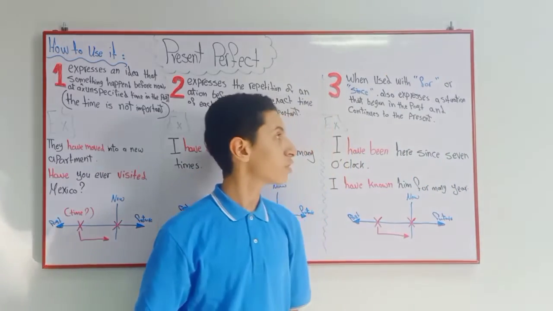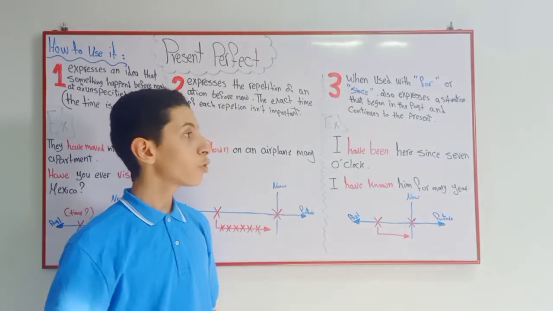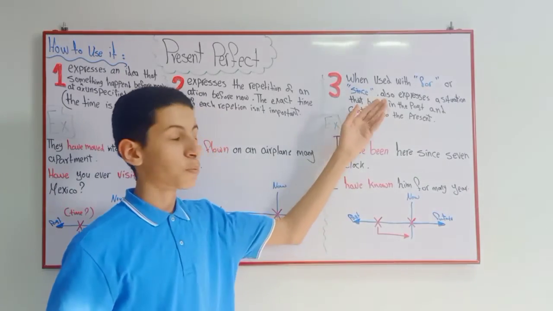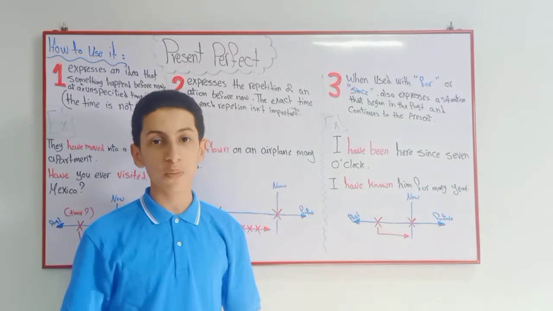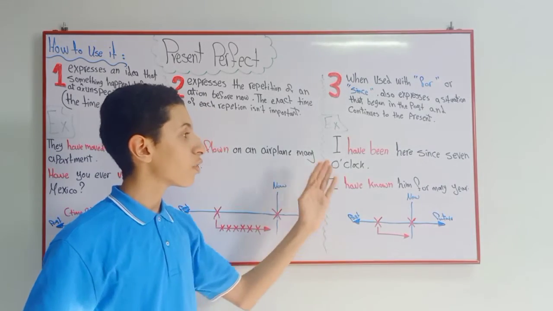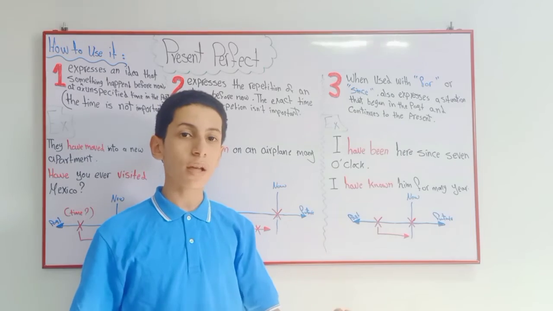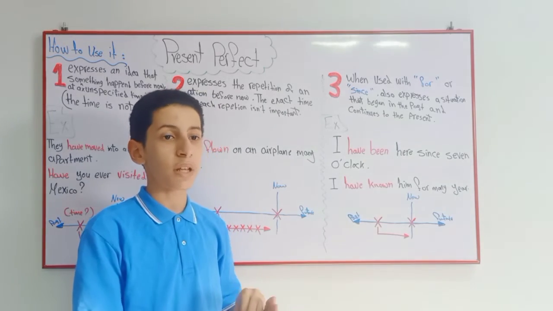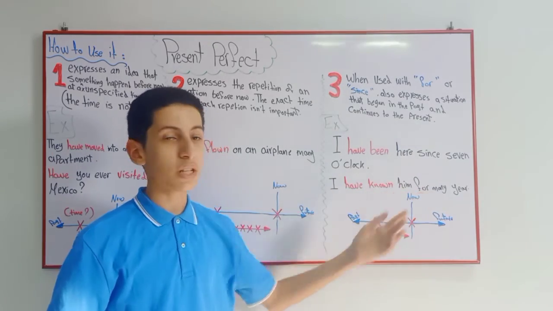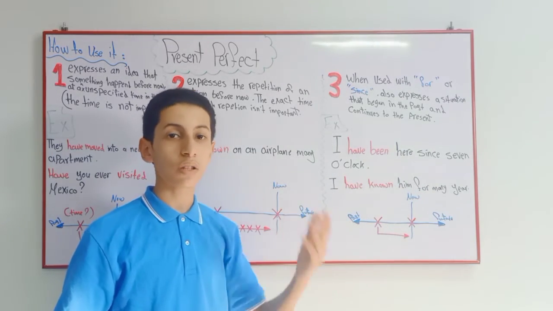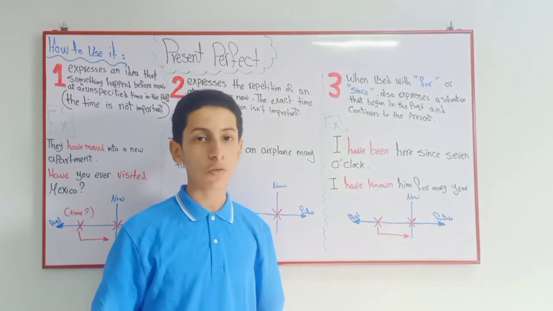Okay? The last use is when used with for or since, it also expresses a situation that began in the past and still continues in the present. For example, I have been there since 7 o'clock. So at 7 o'clock, he came to the place and he's still in the place. I have known him for many years. So many years ago, I met him, and I have known him until now.